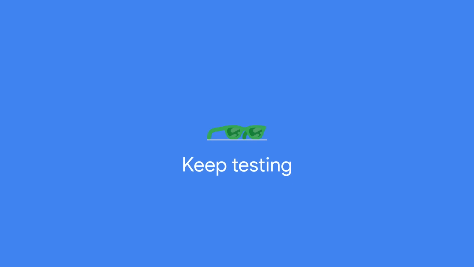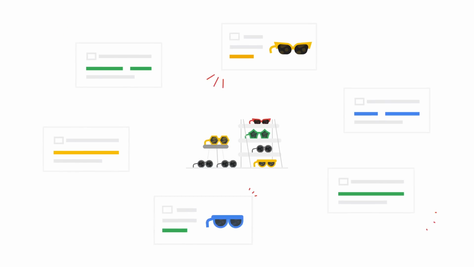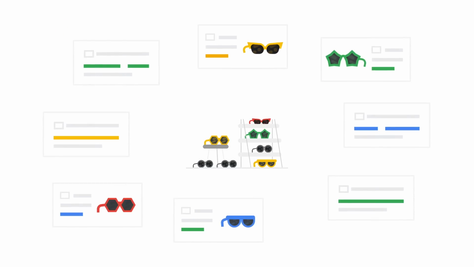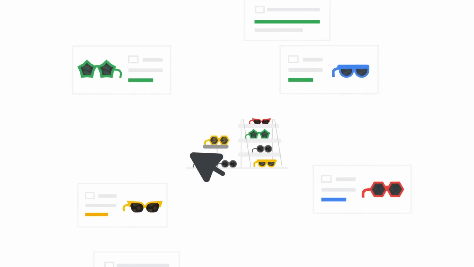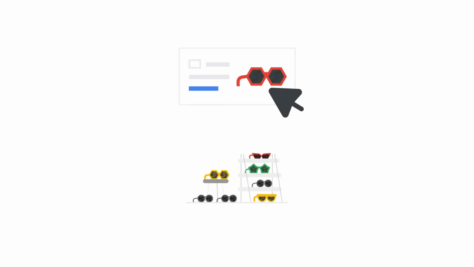And keep testing. If you don't know what ad works best for your business, that's okay. You can write as many ads as you'd like at no additional cost, since smart campaigns only charge when someone clicks on your ads. Smart campaigns will also automatically rotate your ads and show the ones that perform best more often.